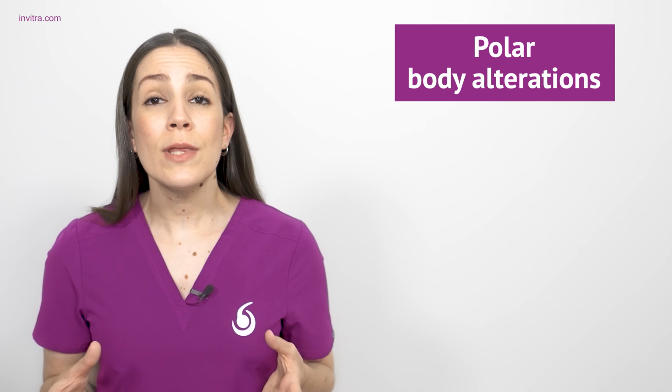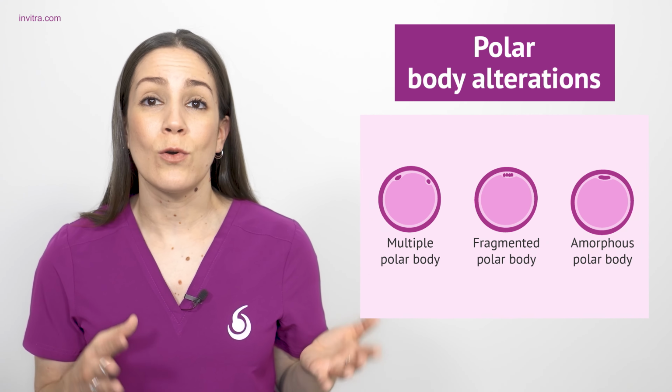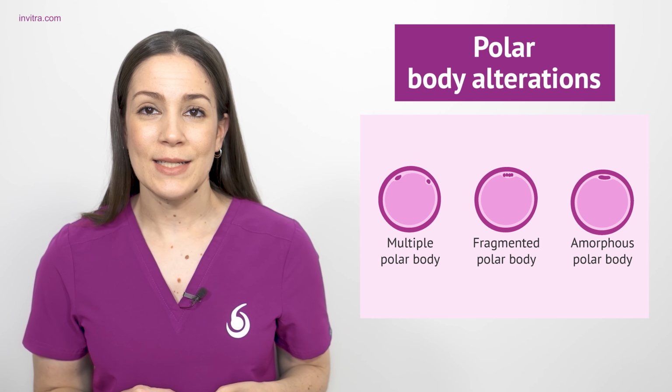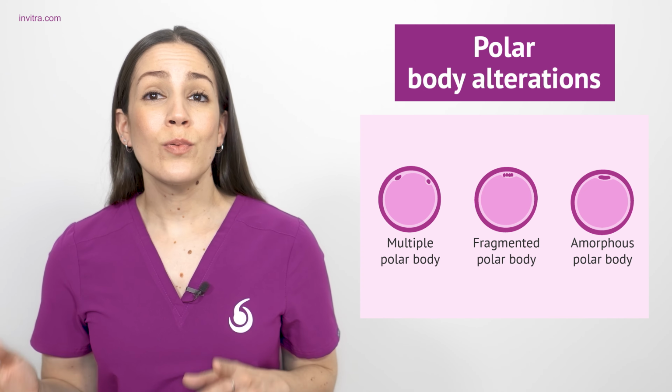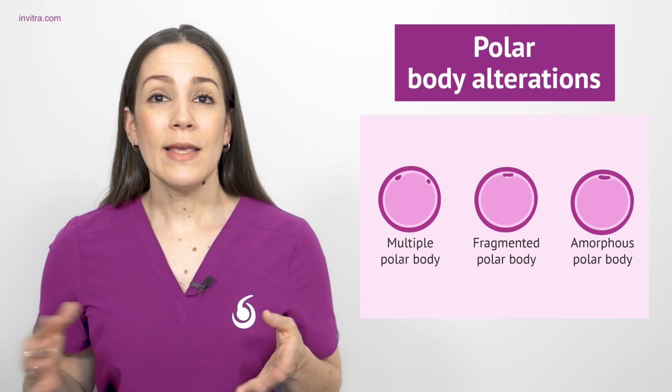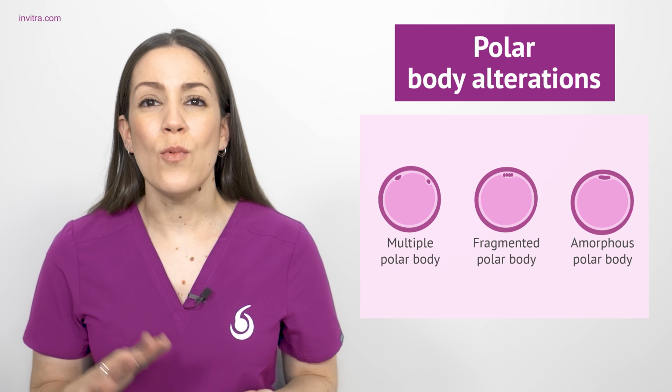Conversely, the changes that can occur in the oocyte related to the polar body include the following points. Multiple polar corpuscles, in other words, there is more than one. A fragmented polar corpuscle. And an amorphous or very flattened polar corpuscle.